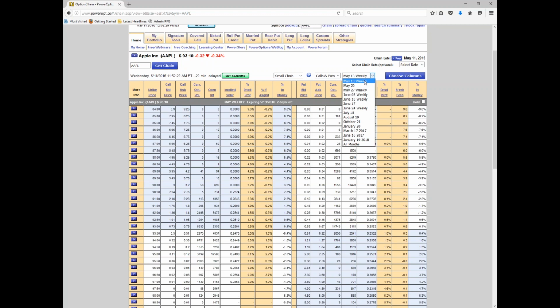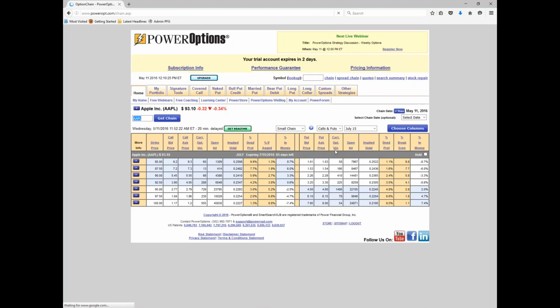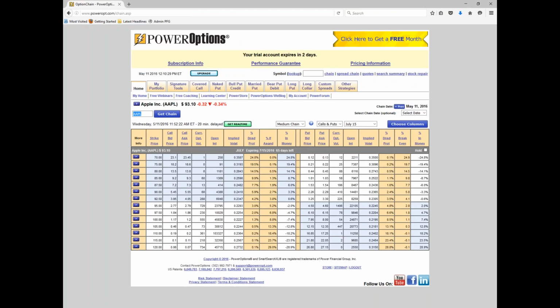We see the 6 cycles available: 13th, 20th, 27th, June 3rd, June 10th, June 17th, and June 24th. So those are the current weeklies available. Let's go to July. And here we see, let's go to the medium chain now. We see we're back to square one, aren't we? We have only 2.5 strike differences up to 100, and then we have 5-point strike differences going above $100 per share. In the next 2 to 3 weeks, this will likely open up, and you'll see the 50-cent strike differences available for July under $100, and the dollar strike differences available above 100 as well.